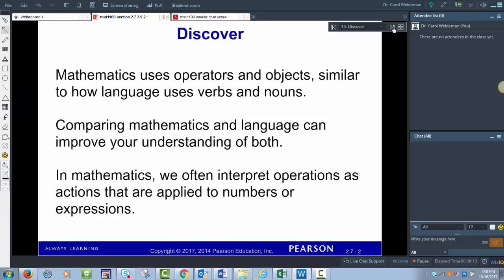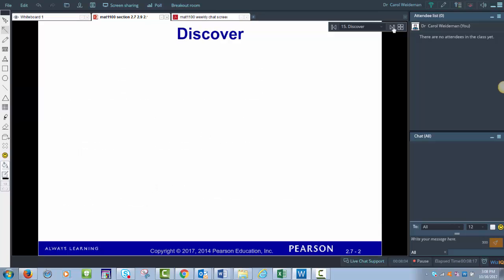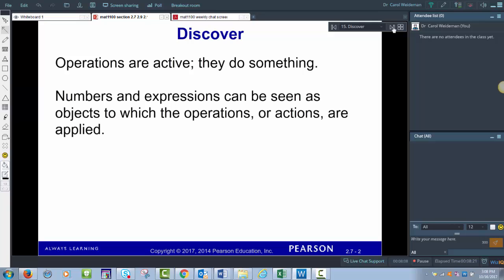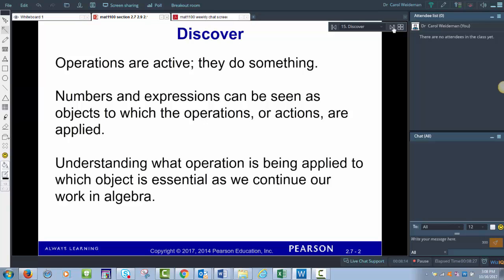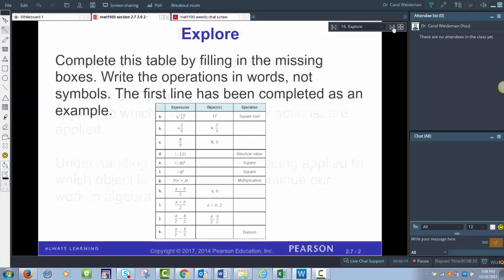In mathematics, we often interpret operations as actions that are applied to the numbers or the expressions. Operations are active, they do something. Numbers and expressions can be seen as the objects to which the operations or actions are applied. Understanding what operation is being applied is essential, especially when we get into solving equations. It's interesting for you to think about that.